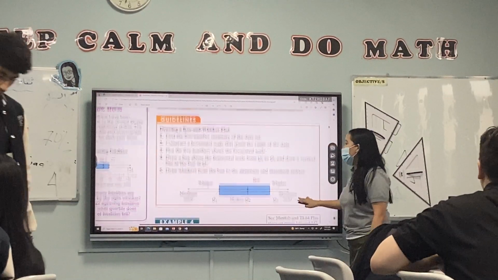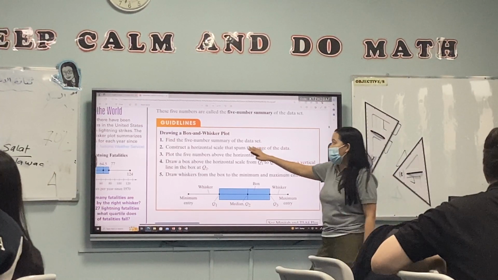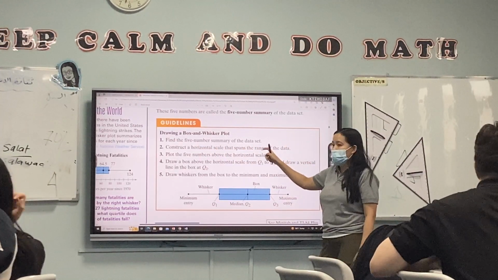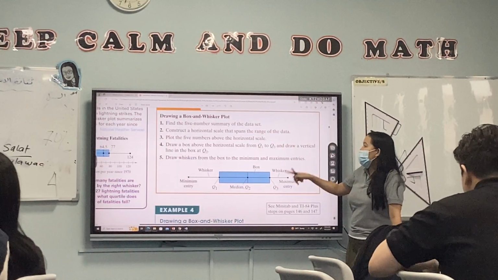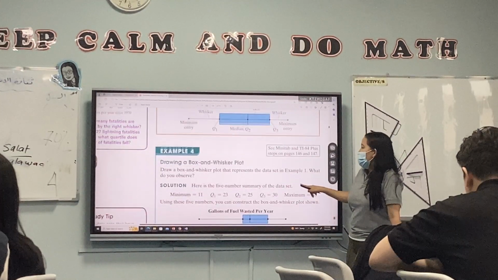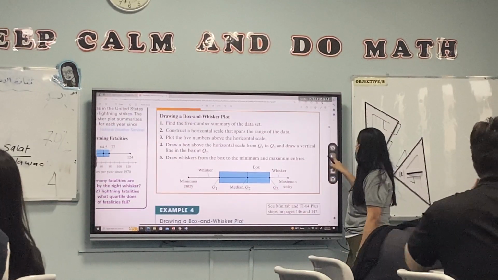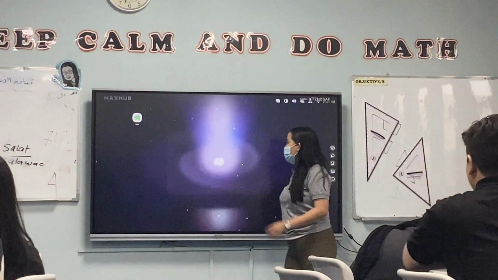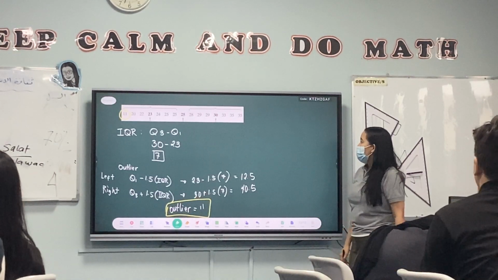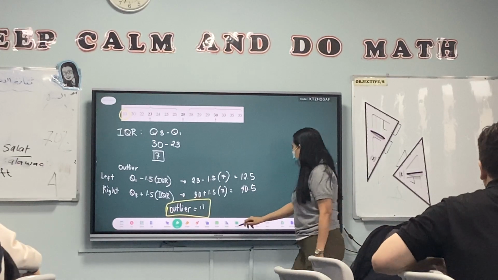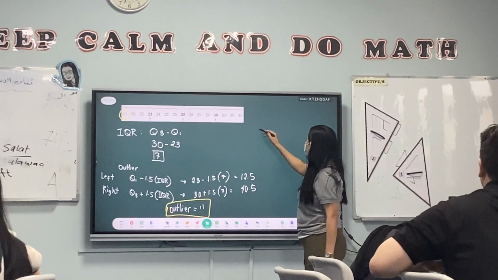The last example for today, example number 4, which is find the five number summary of the data set. So that is the minimum, quartile 1, 2, 3, and then the maximum. And draw a box and whisker plot. Let us use this question. If that is the given, you need to draw a number line.